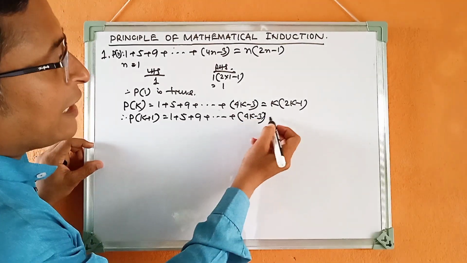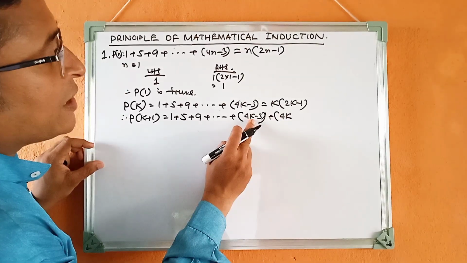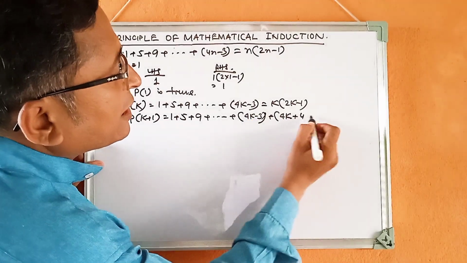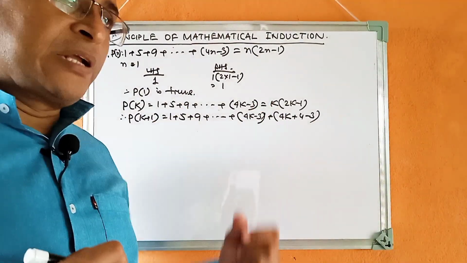This is the last one, and after that put k plus 1. That means 4k, instead of k put k plus 1. That is 4k plus 4, 4k plus 4 minus 3. Got it? So instead of k we put k plus 1.